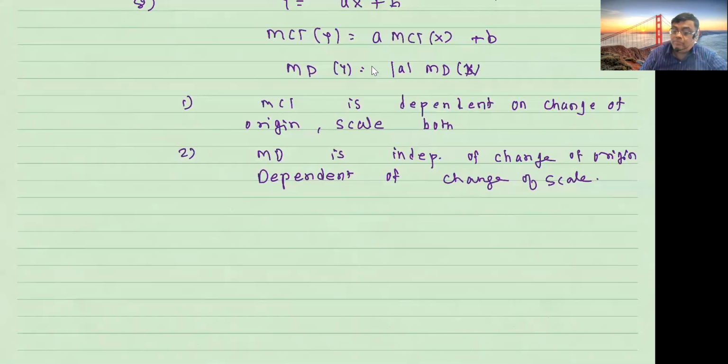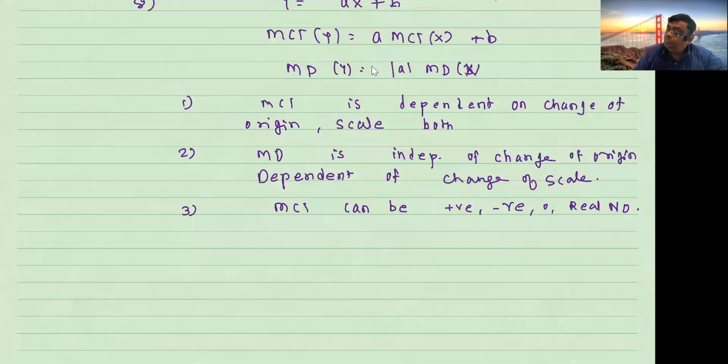For the next point, look at me. The measure of central tendency can be positive, can be negative, can be zero, can be any real number. But measure of dispersion cannot be negative.